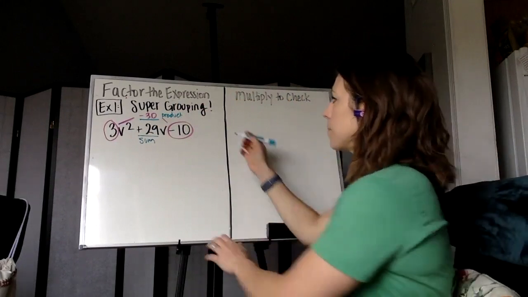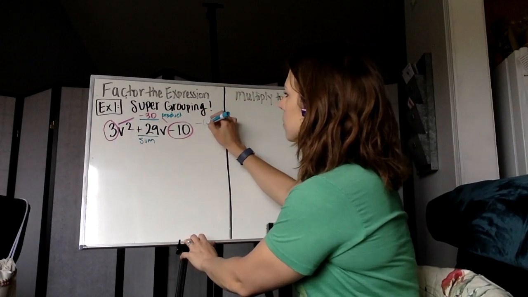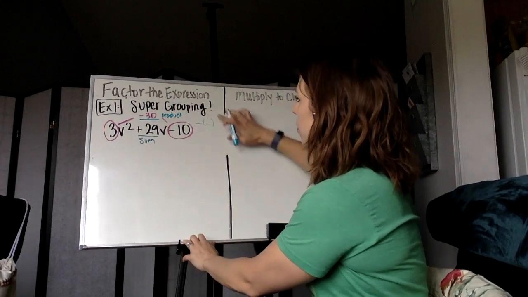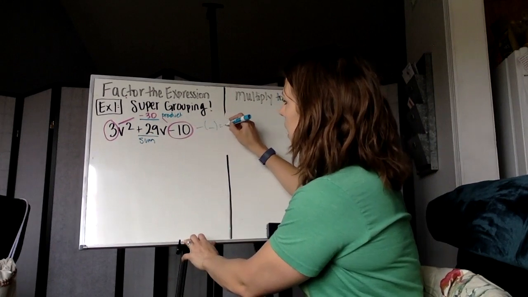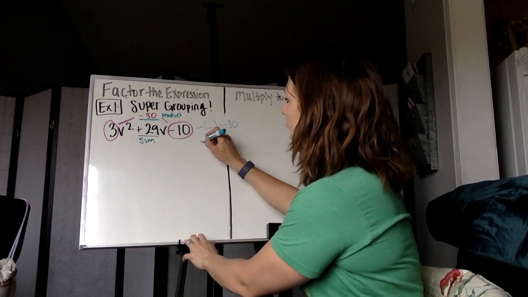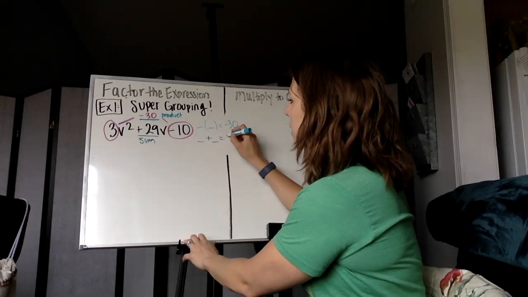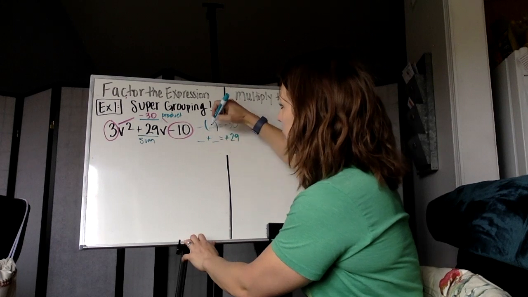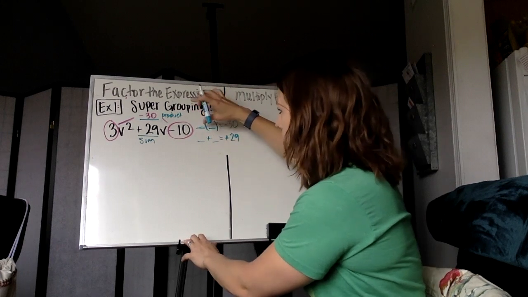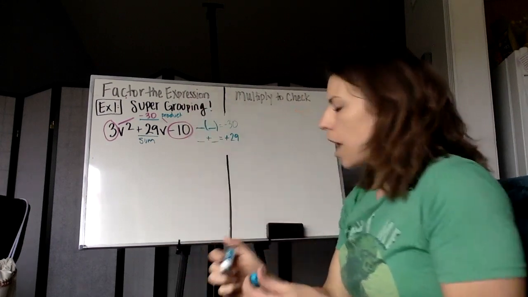So now I play the game over here. What times what is, I'm going to make a little bit of room. What times what is negative 30 that when I add them together, I get positive 29? This one seems like a bit of a tough one. So let's start doing some guess and check.